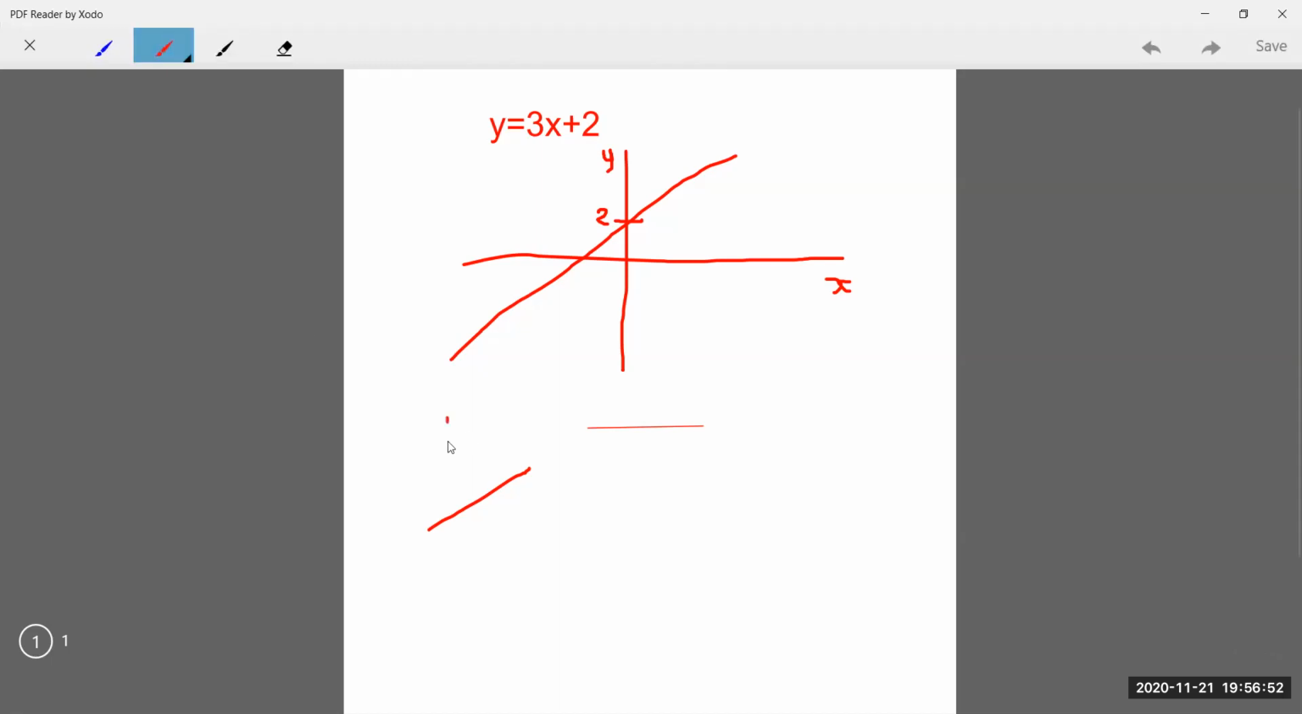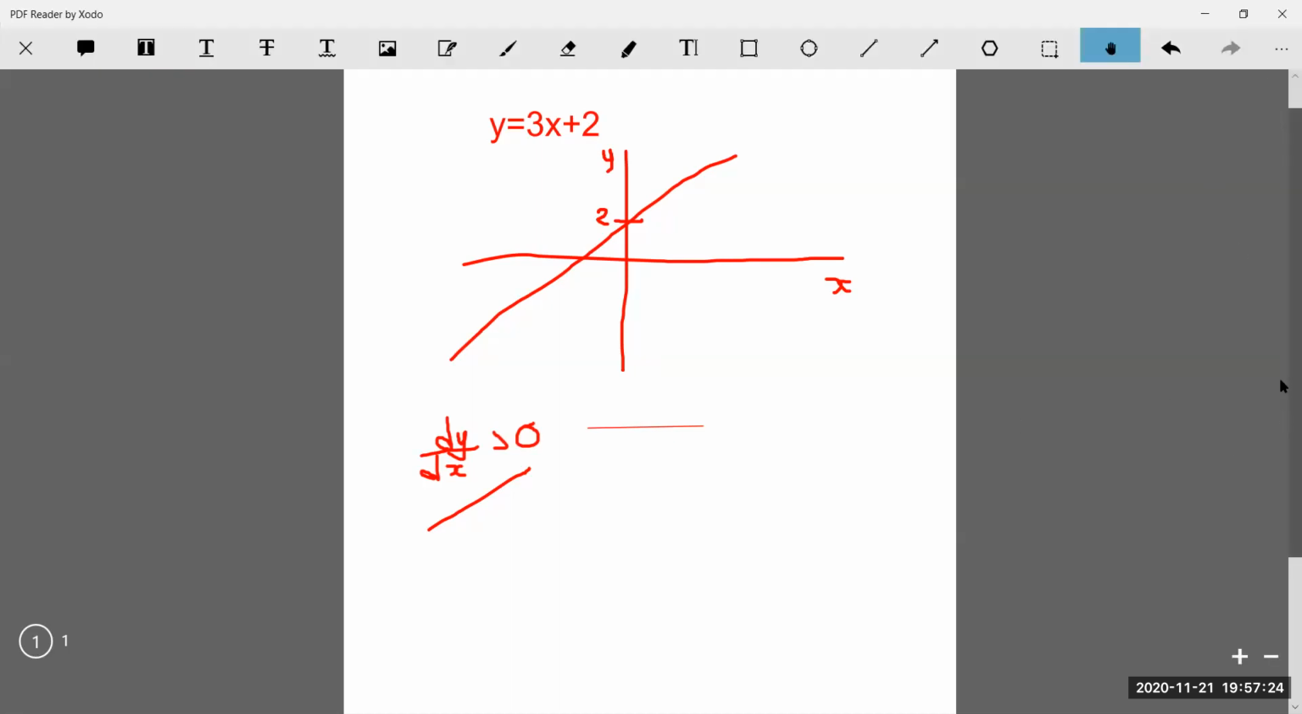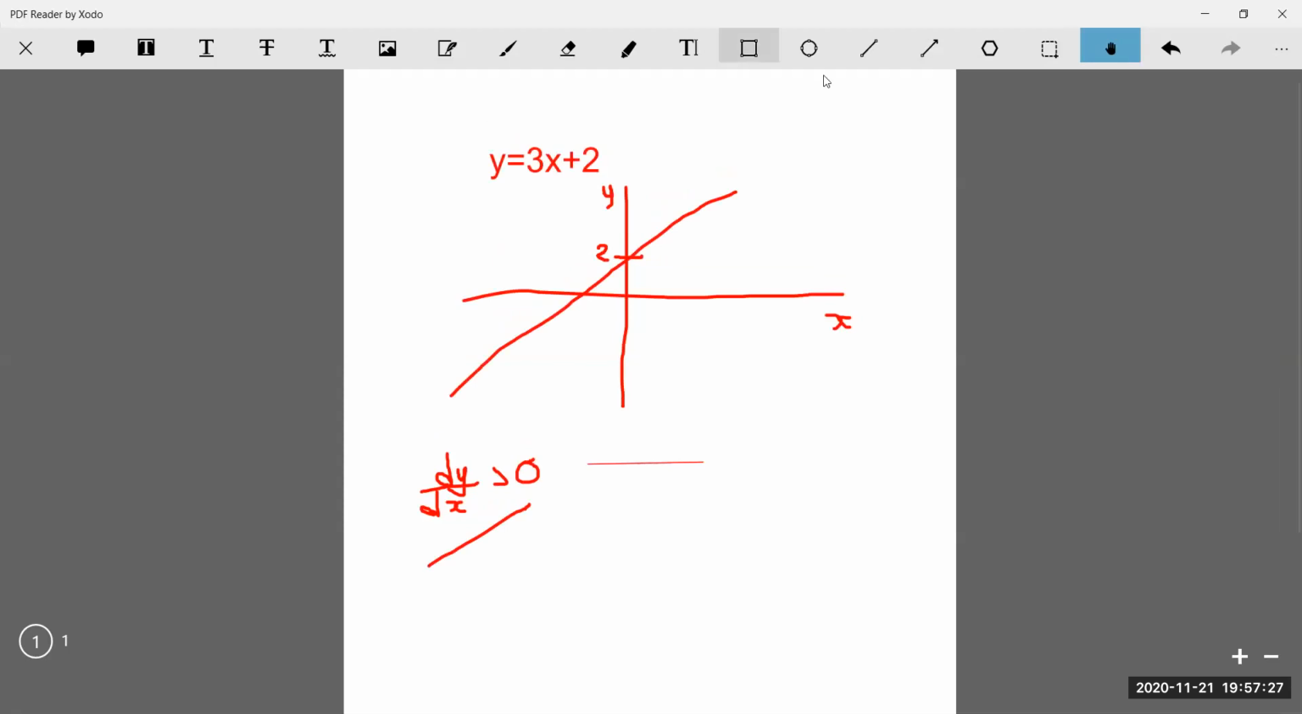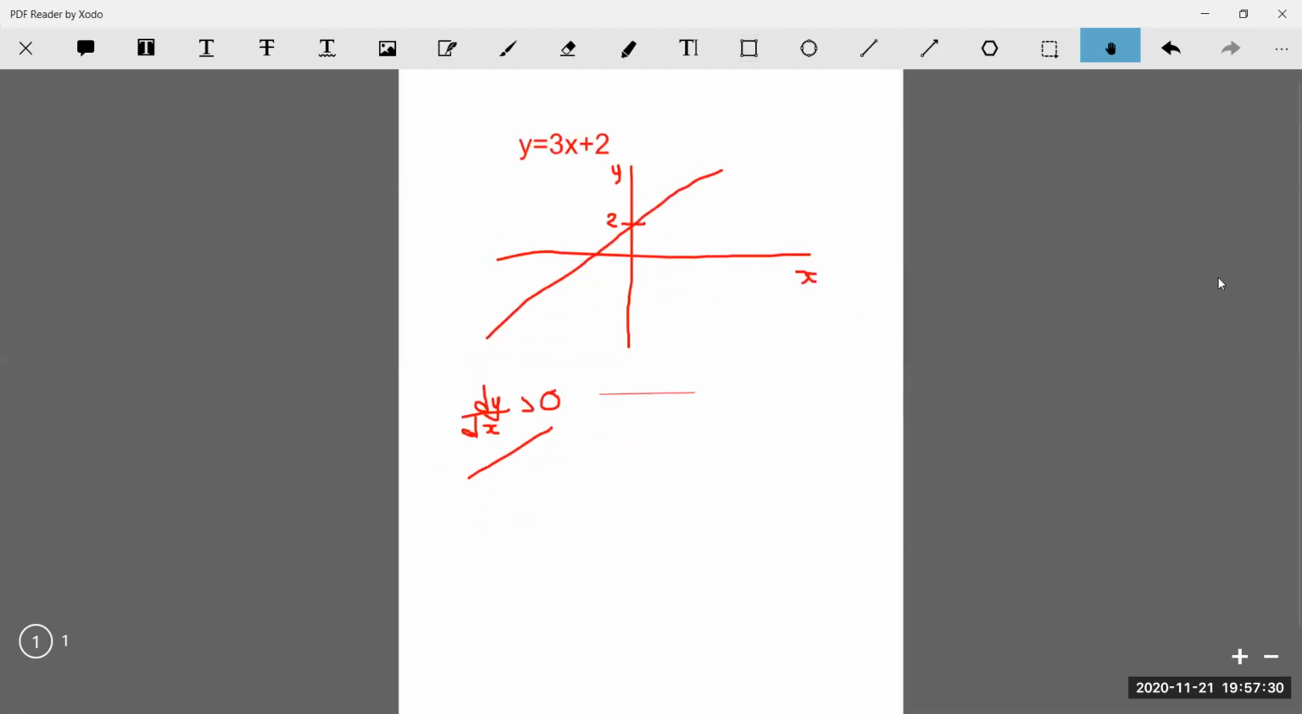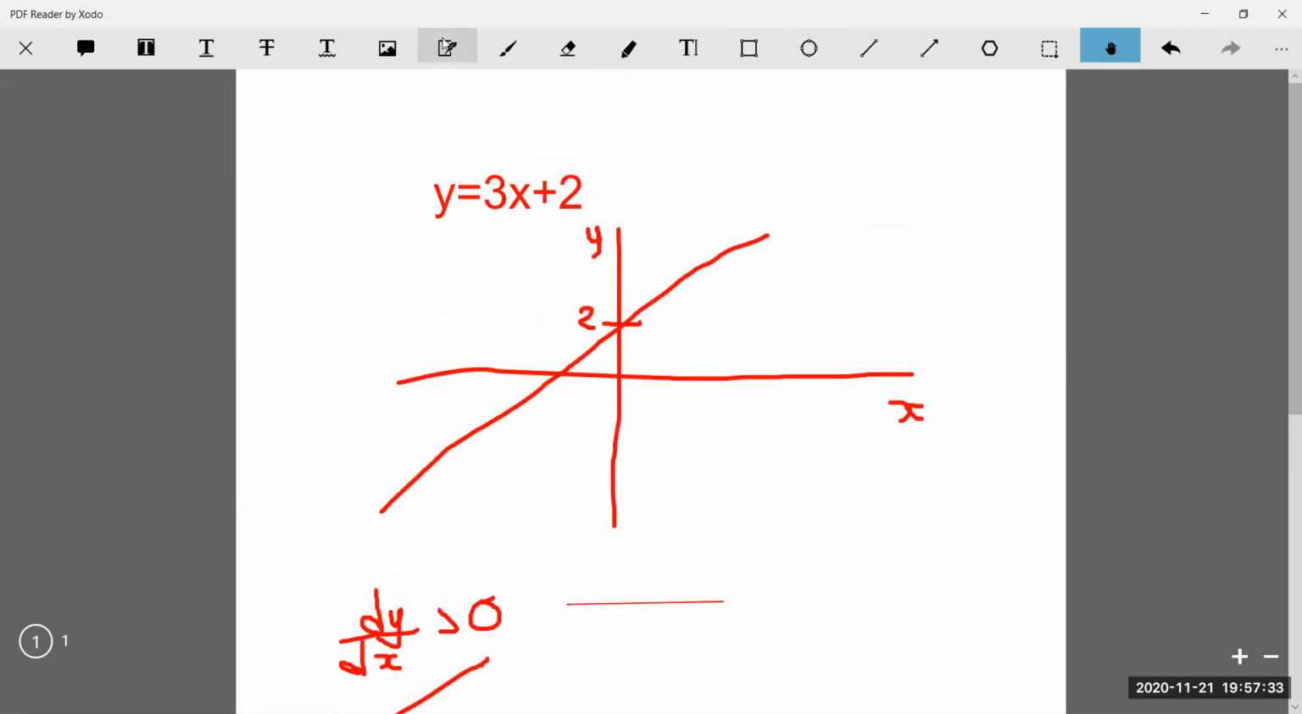So what we're saying right here is that the line has a positive gradient, and so dy by dx is greater than 0. The gradient is positive. Now if it's a horizontal line, is it greater than 0? How do you find the gradient of a horizontal line?